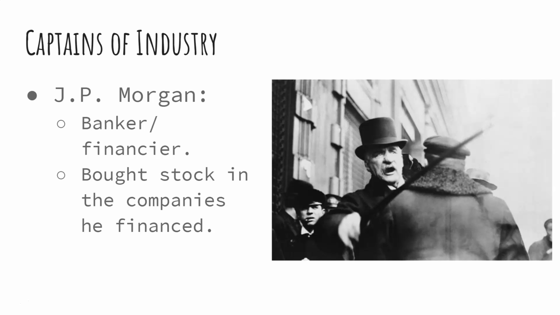So as far as the four men that we've just talked about, Vanderbilt, Carnegie, Rockefeller, and Morgan, Morgan was actually the least rich, but he was probably the most powerful because he had so much influence over these different companies.